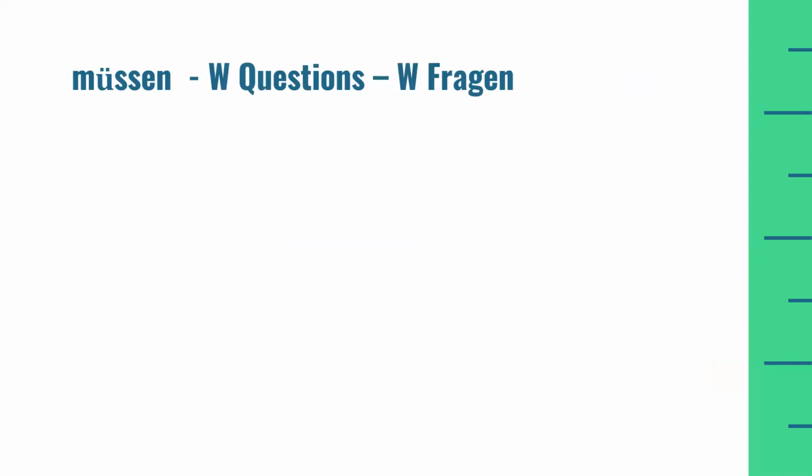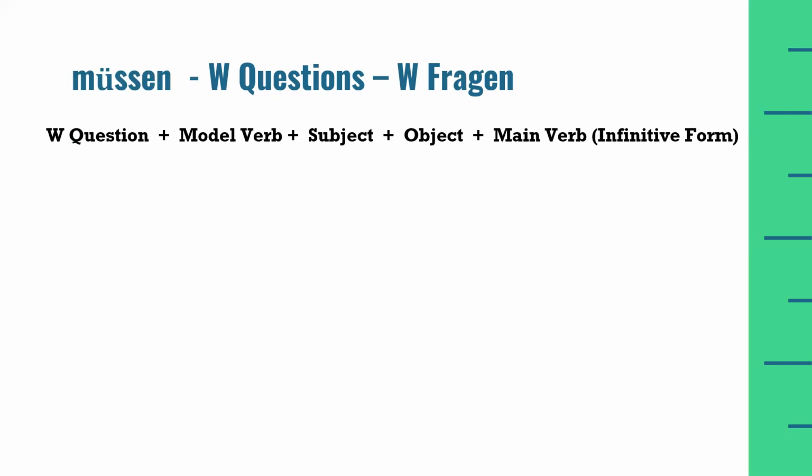Now let's have a look at the situations where we have to ask by using W question words. In this case, the sentence structure will be that we have to use the W question word at the first position, the modal verb will come at the second position, the subject of the sentence will come at the third position, the object, if any, will come at the fourth position, and the last position is again for the main verb in infinitive form.